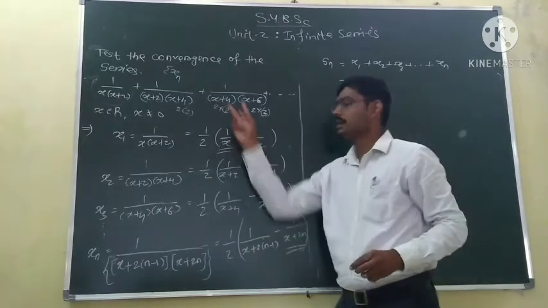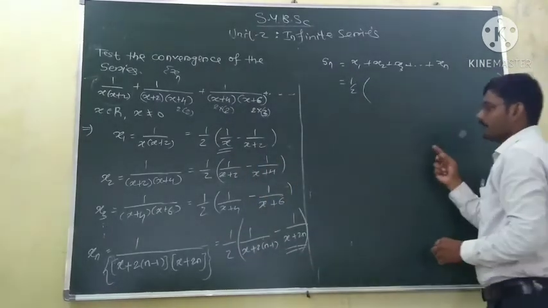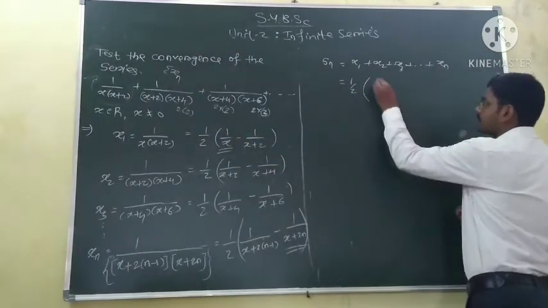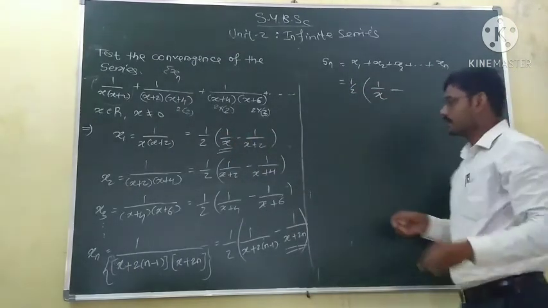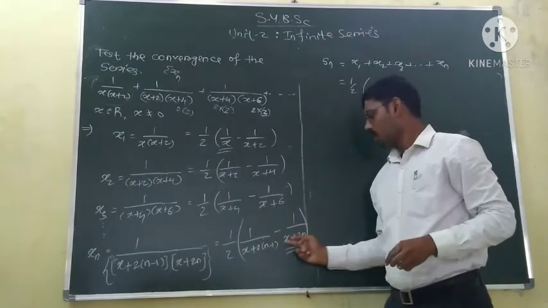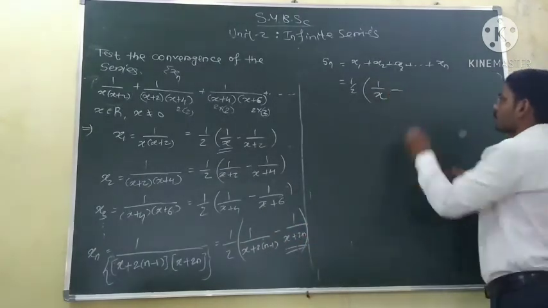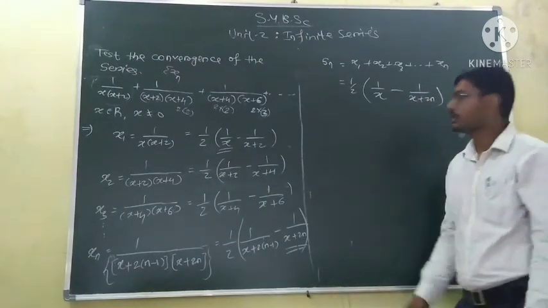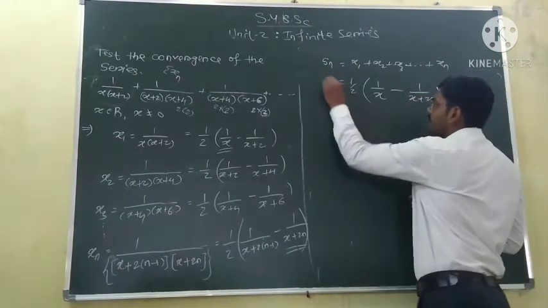And this one half is common. So after summation, the remaining part is only half of 1 by x minus half of 1 upon x plus 2n. So half is common, and only 1 upon x plus twice n remains. Okay, so this is our Sn.